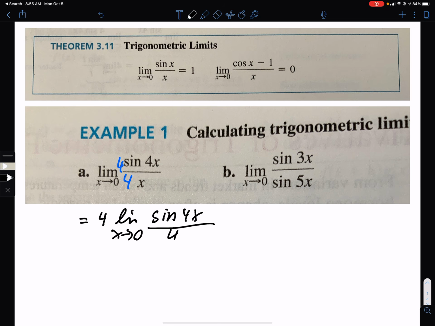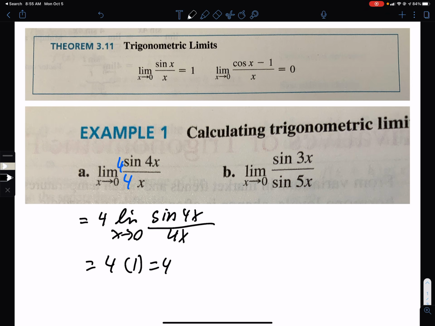And you will get this. Now, that's approaching 0 and that's approaching 0. And they're approaching 0 in the same manner. So it doesn't matter if they're not x's, as long as both of these approach 0, which they are, and they're both approaching the same way. So that answer will be 4 times 1, which is 4.